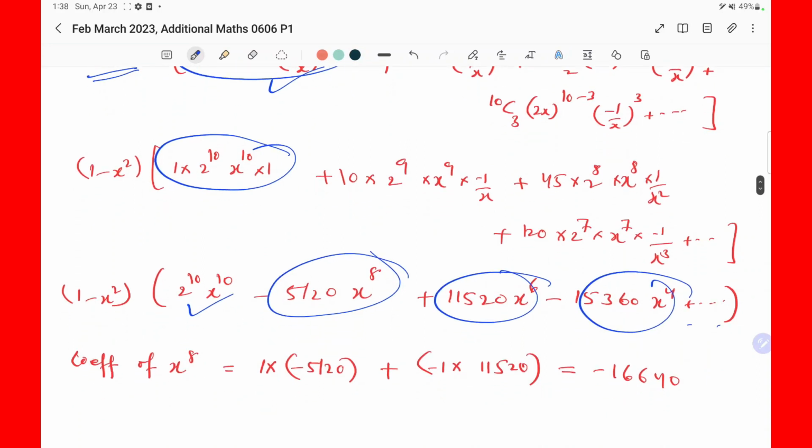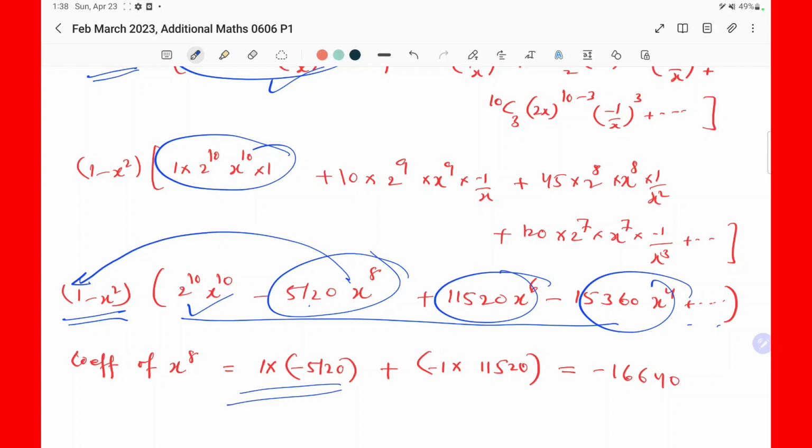Now what is happening? If you observe over here, then your x power is decreasing, right? Now we have to multiply 1 minus x squared with these terms to get x to the power 8. So how? See, this x to the power 8, if it is multiplied with 1, then also we can get x to the power 8. So we just need to look for only the coefficient. So minus 5120 times 1, which is here.